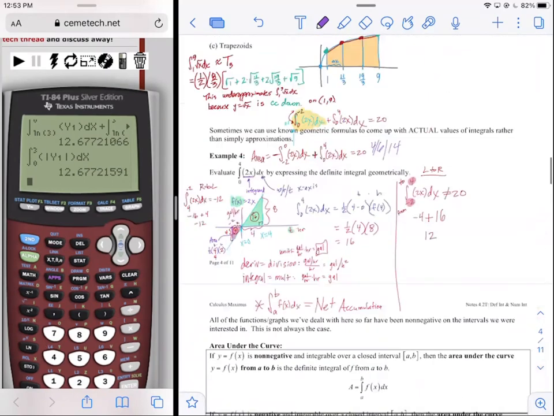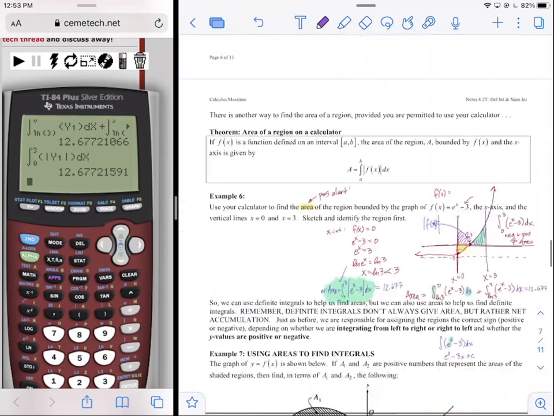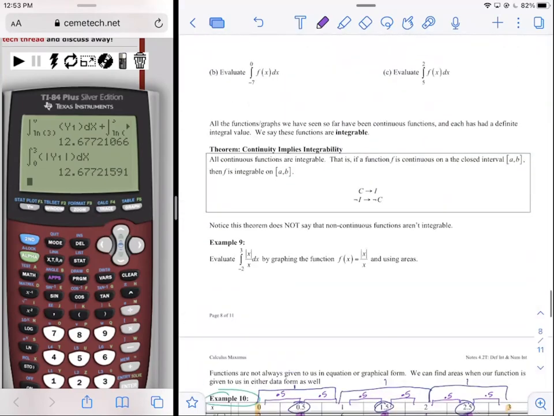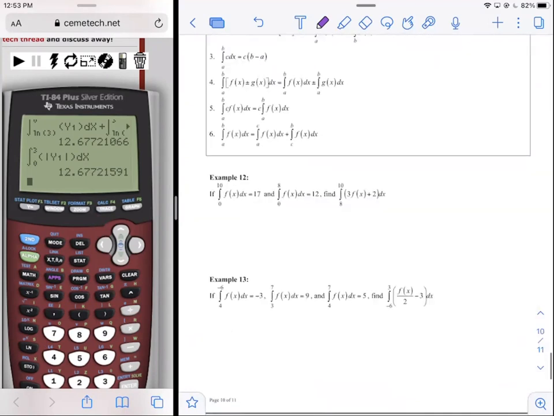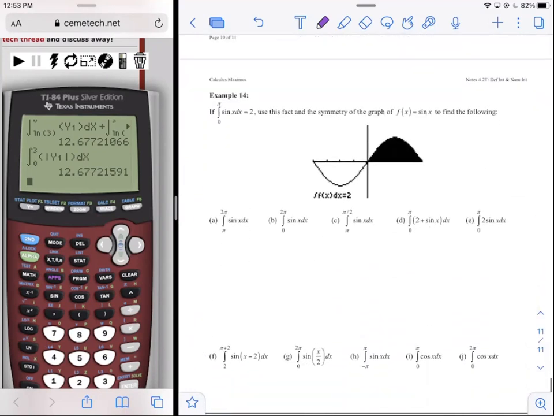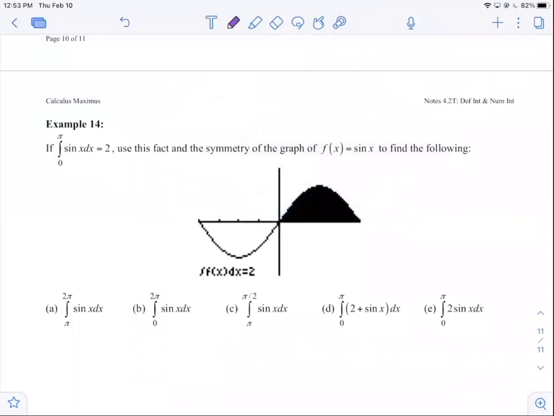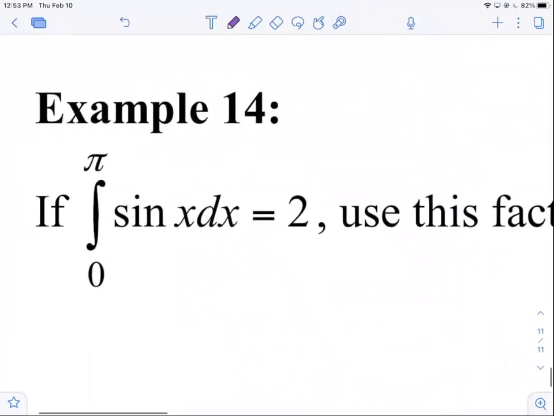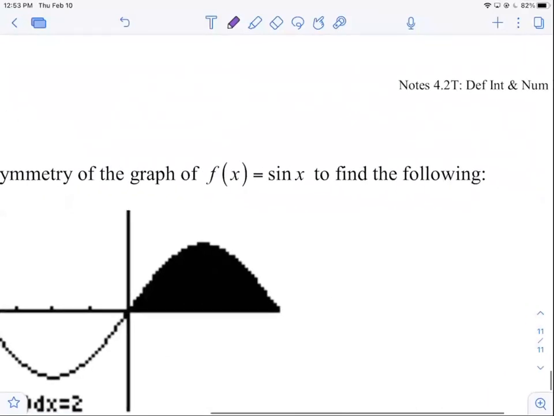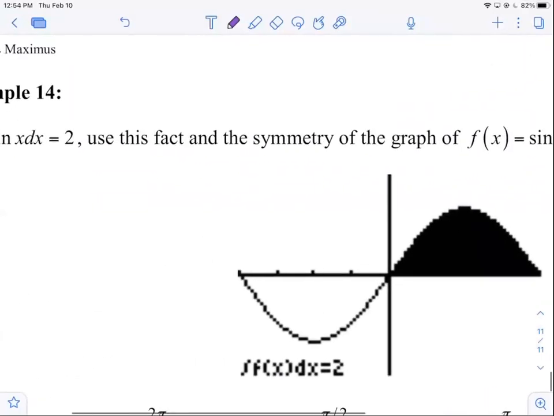All right. So 4, 6, and 14. Oh, yeah. Okay. So this one is, for lack of a better place to put this one, I just threw this one at the end because it's kind of playful. So we don't need the calculator for that. All right. So if the definite integral from 0 to 2 of sine of x dx equals 2, use this fact and the symmetry of sine of x to find the following.